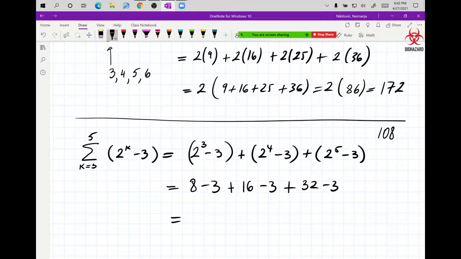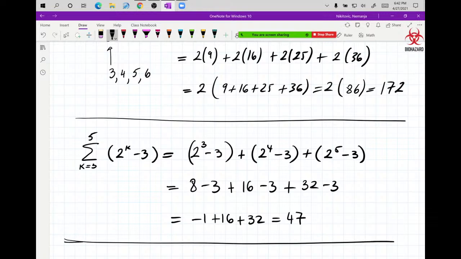Okay, then I changed my answer. That's okay. Totally wrong. I think 47. 47. Yeah. So 8 minus 3, so that will be negative 1 plus 16 plus 32. And yep, 47. You're right, 47. So that will be our summation notation.